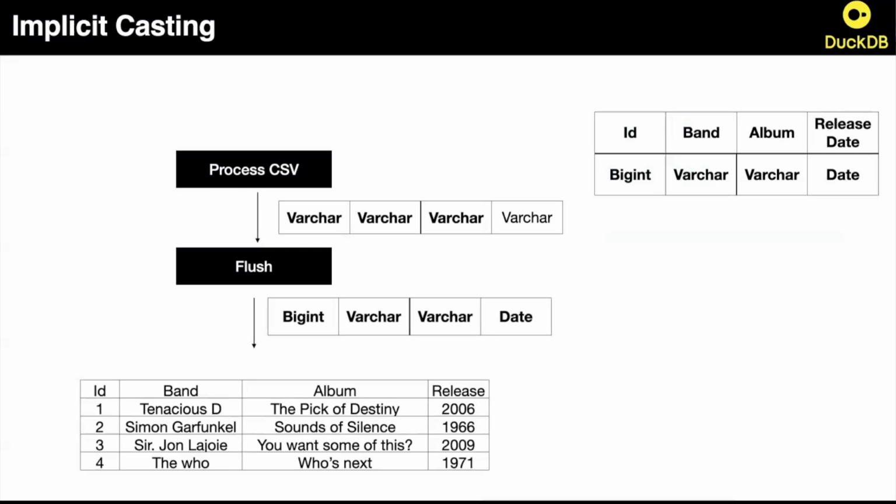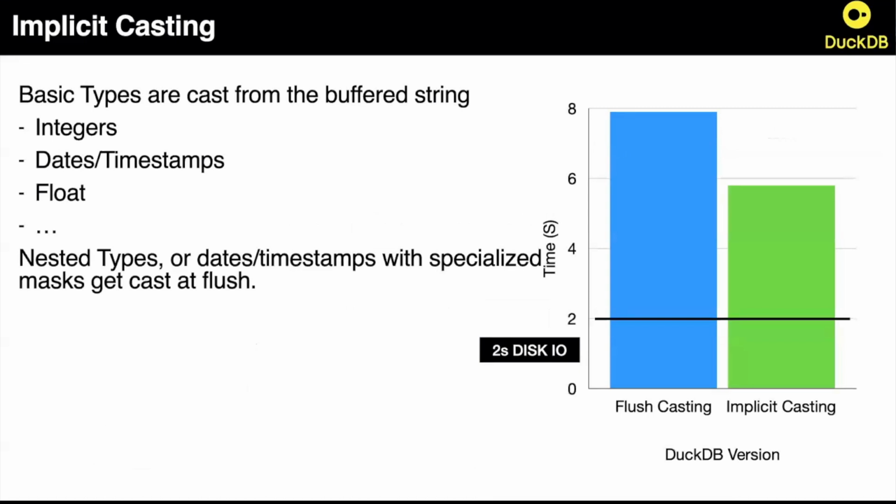And then there are still certain situations where you have to do this flush. For example, the basic types are all casts from the buffer string. So if you have integers, dates, timestamps, floats, whatever, the things are simpler. But if you have nested types, this still goes through the flush because there's not really specialized code for it yet. Or if you have dates or timestamps with masks that are not our default mask, they will also get cast at flushing. And then again, for TPC-H, this can get some pretty good performance boost by doing this cast early on and avoiding all these unnecessary string allocations.